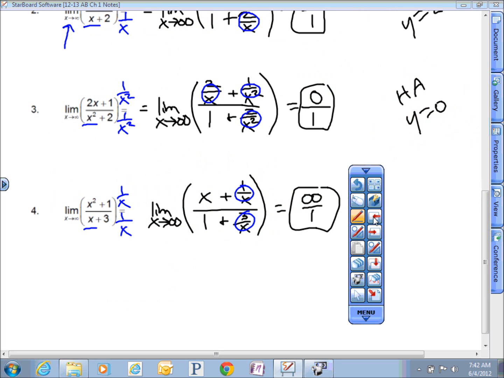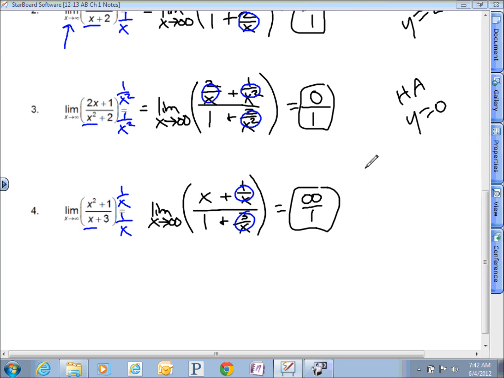Going back to this previous problem, this problem number 4, this problem actually doesn't have a horizontal asymptote. This one actually has an oblique asymptote. This one has no horizontal asymptote because if we wanted to say it would have one at y equals positive infinity, well, that doesn't exist. So this one actually has an oblique asymptote. Oblique being a fancy word for diagonal, and if you want to find out how to get it, you actually go back to the original problem and you actually do the division.